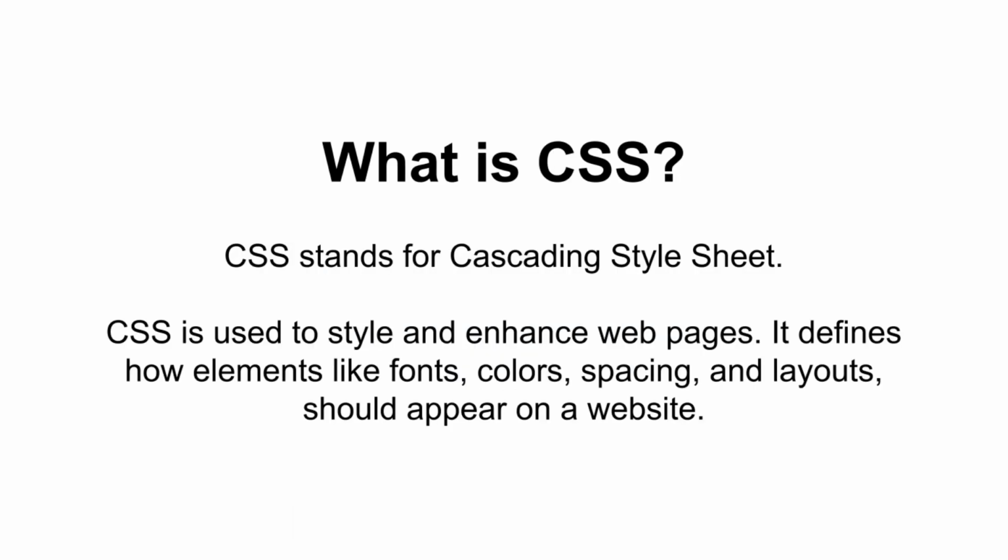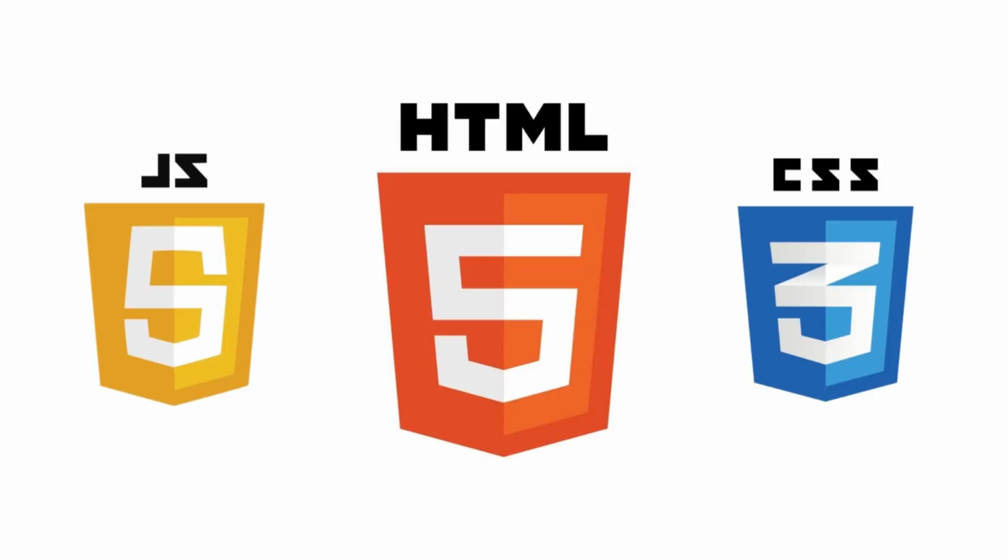What is CSS? CSS stands for Cascading Style Sheet. CSS is used to style and enhance web pages. It defines how elements like fonts, colors, spacing, and layouts should appear on a website. CSS works with other languages like HTML and JavaScript.